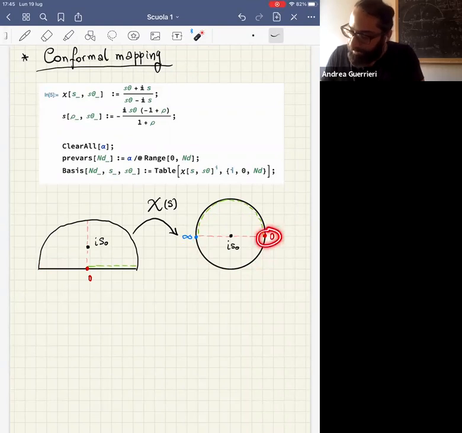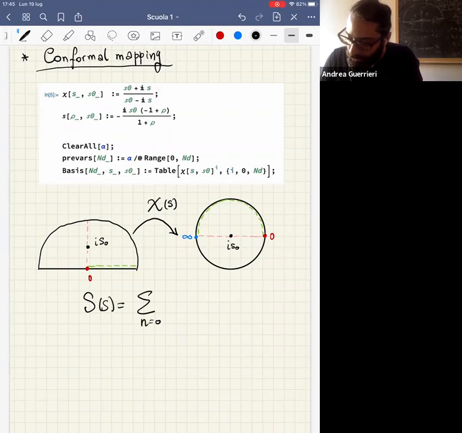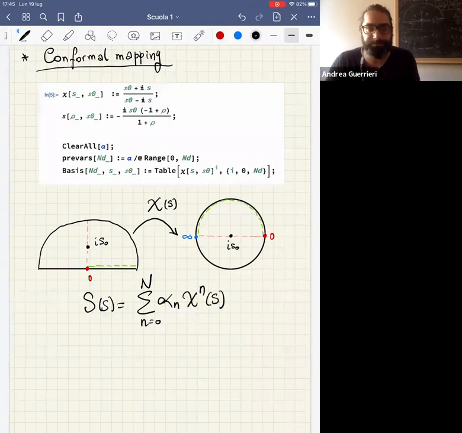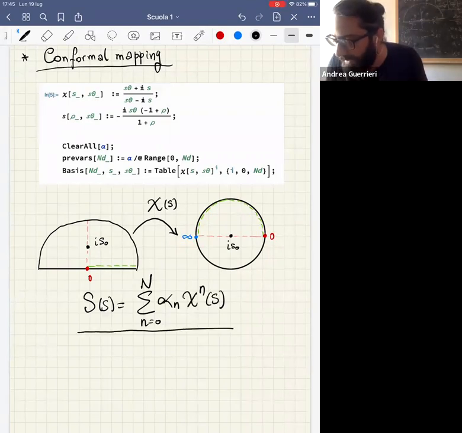The threshold will be mapped to 1 and infinity to -1. So this is the map we're going to consider. In the ansatz they are going to make, it's just of the form S(s) equal to a sum over n from 0 to some N, that will be one of our numerical cutoffs, of alpha_n times k^n(s). So we are going to consider this kind of Taylor series, truncated, of course, at some N.